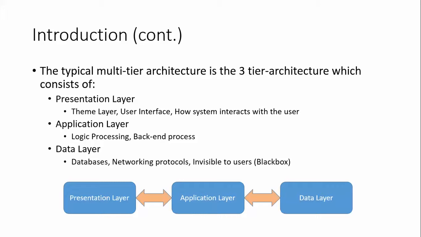The application layer, on the other hand, is in charge of logic processing. It controls the process of each layer. The data layer, on the other hand, is where the databases and network protocols are stored. It is also where data will be stored and retrieved.